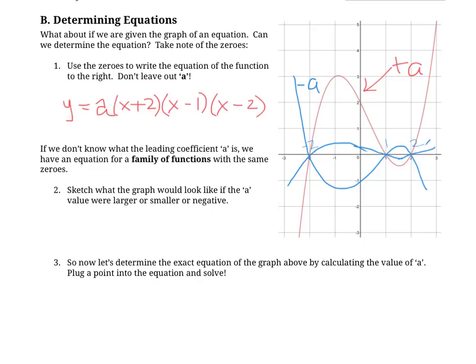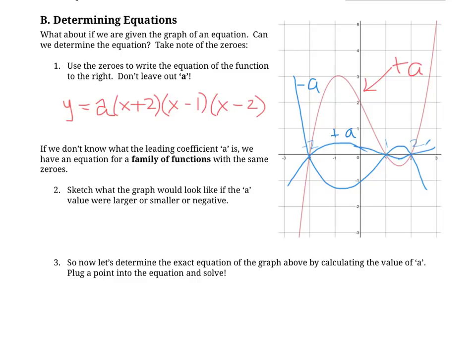And that third one that I drew, this one's not quite as stretched, right? So it's going to have a smaller a value. It's also going to have a positive a value, because it still starts and finishes in the same quadrant as that red one. But it's going to be a little bit smaller because it's not as stretched. Okay? So that's the answer to number 2.